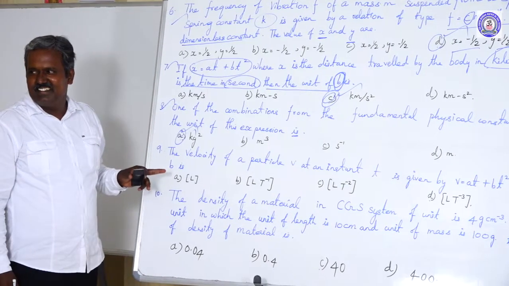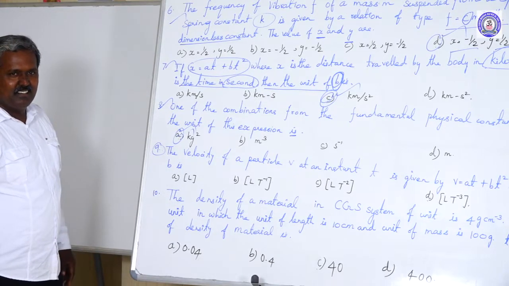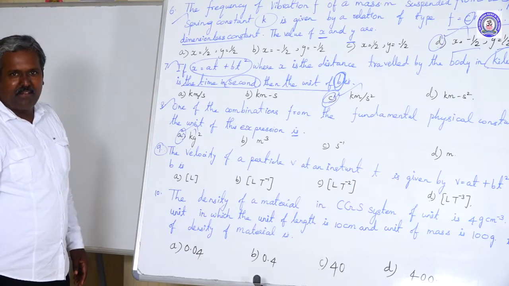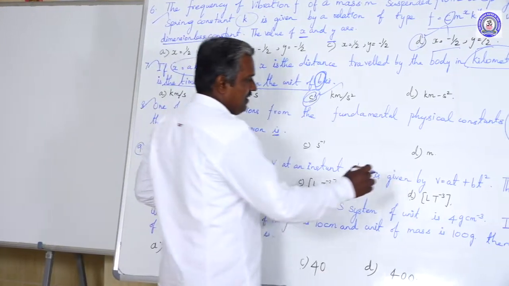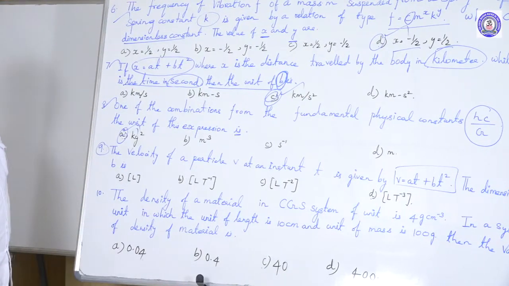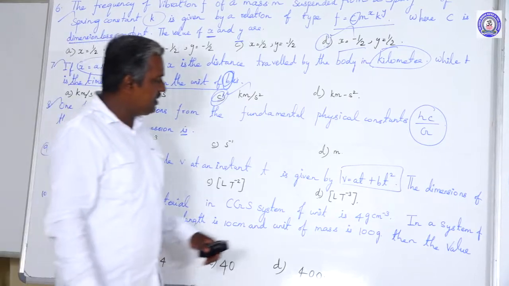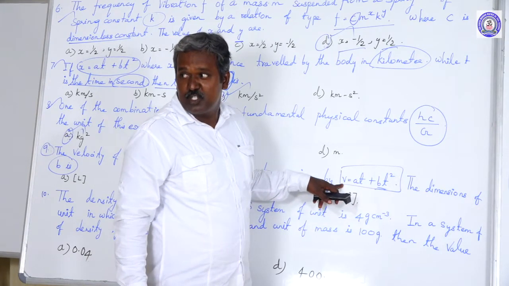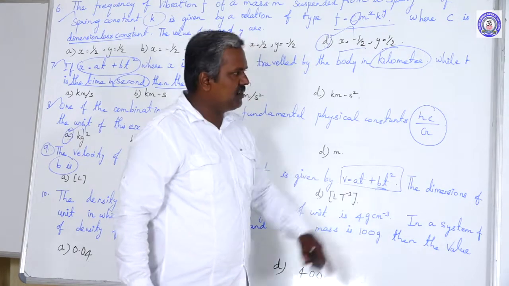Shall we go to the next one? Come on, try yourself. Very simple this. The velocity of a particle V at an interval t is given by V is equal to at plus bt square. The dimension of b is. Very simple this. Where is b present? Here. According to the homogeneity principle, am I correct or not? We can equate V is equal to bt square. So we can write V is equal to bt square.